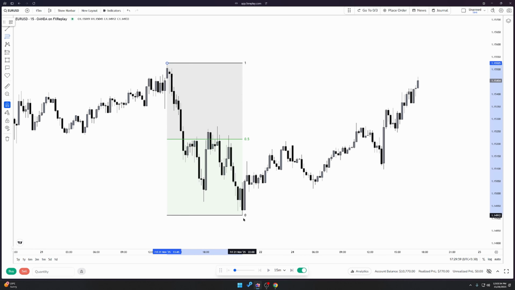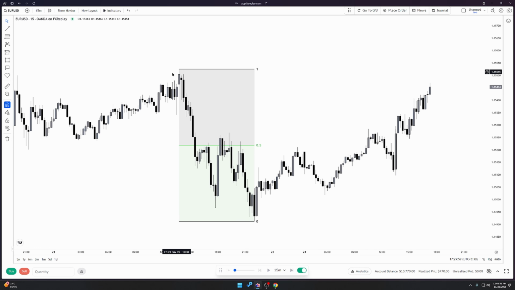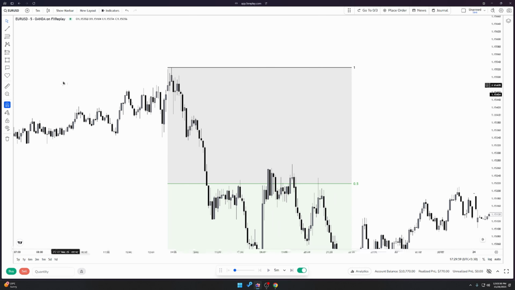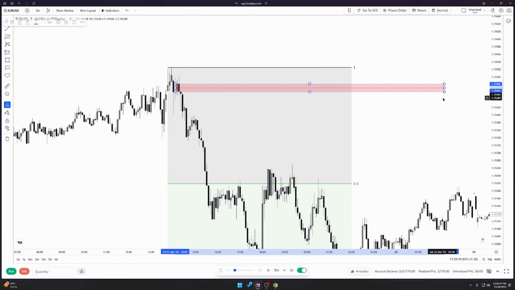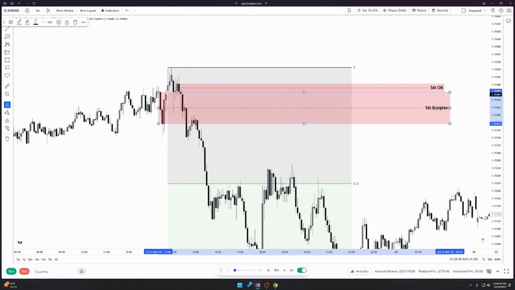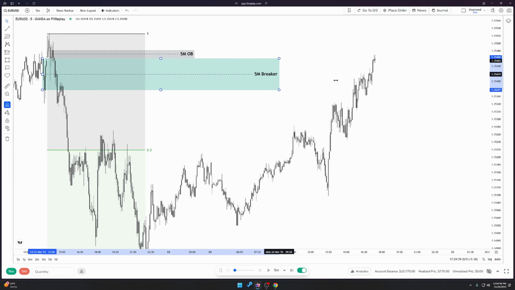First, I start by applying the premium and discount model on the entire range. Then I shift down to the lower time frame where I can clearly see an order block, so I mark it out. There's also a breaker block in the same range, so I mark that as well.